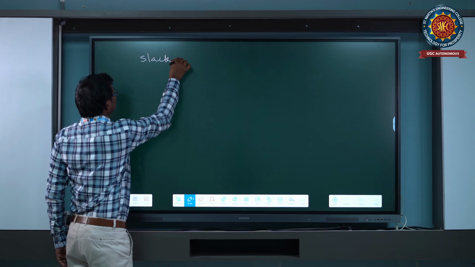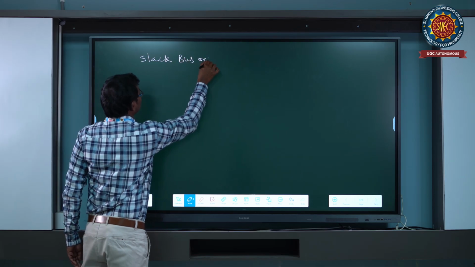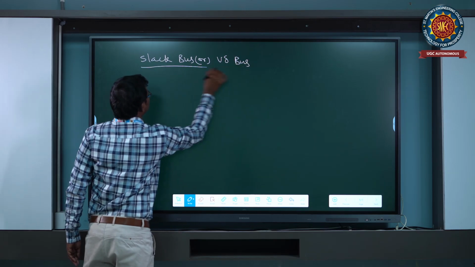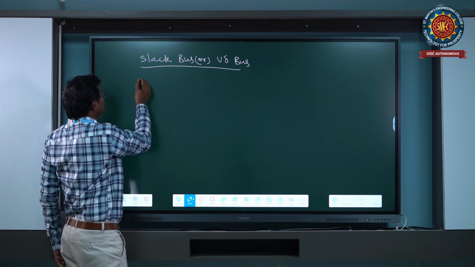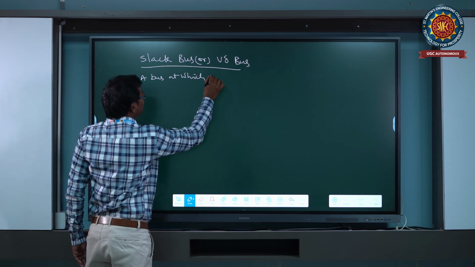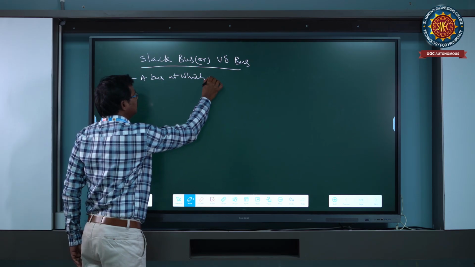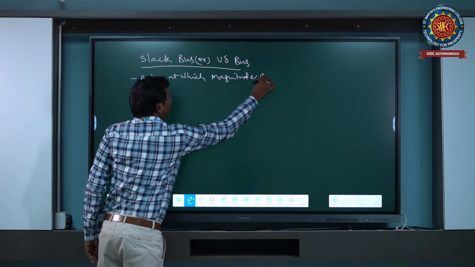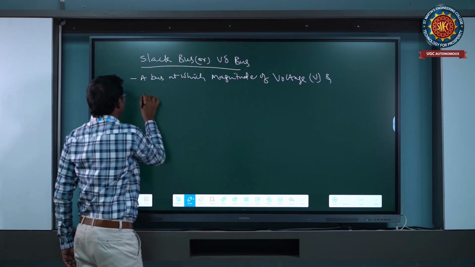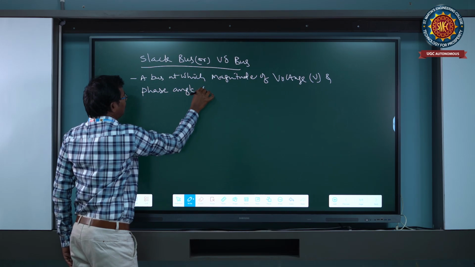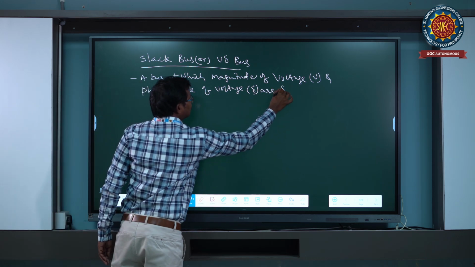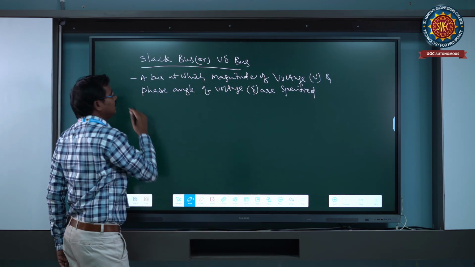the slack bus, or V delta bus. Here also we take a bus at which the voltage magnitude V and the phase angle of voltage, that is delta, are specified. These two are specified in the slack bus.